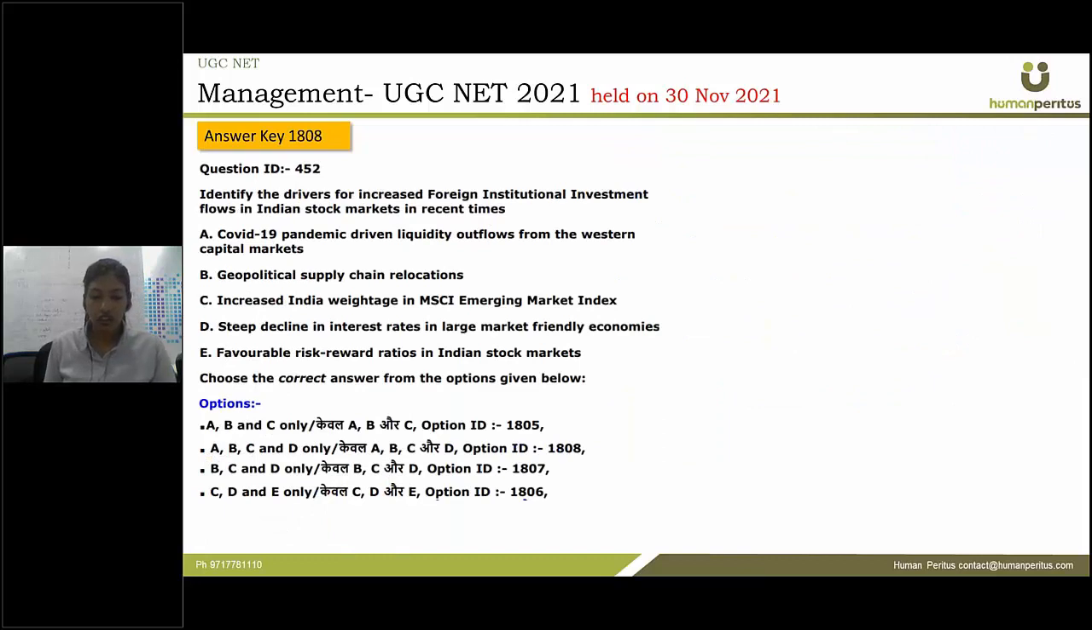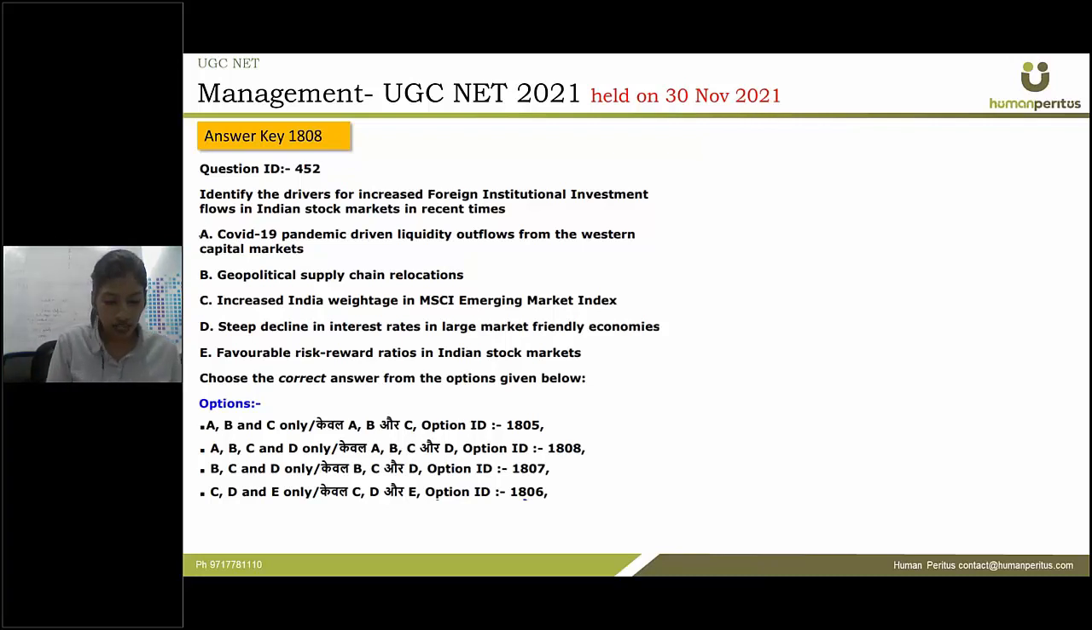Next is identify the drivers for increased foreign institutional investment flows in Indian stock markets in recent times. So in recent times, if you have read the news, you are updated with the foreign investments in the Indian stock markets, then you will understand that a lot of institutional investment has flowed into the Indian stock market. And why is that? Because given the COVID-19 pandemic, most of the countries have declined and have a fall in their stock markets, but India is still having a growth in its stock market. So people have moved their investment from foreign markets to the Indian market.